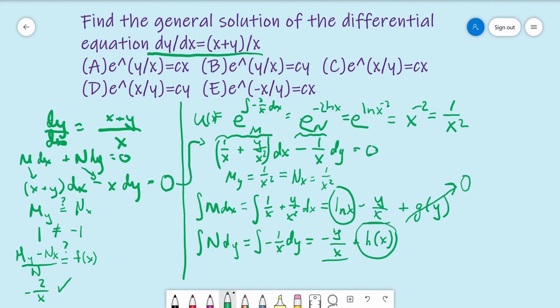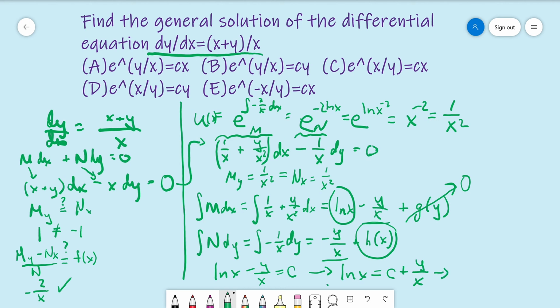So our solution is going to have the form log x minus y over x equals some constant. Okay, well that's not any of the solutions that were offered in the multiple choices, so we're going to have to manipulate this a little bit and write log x equals c plus y over x, and then rewrite that.